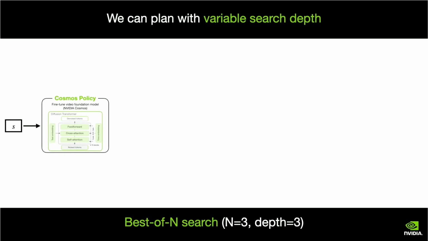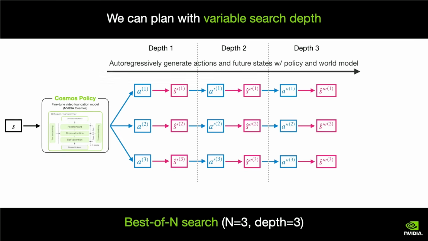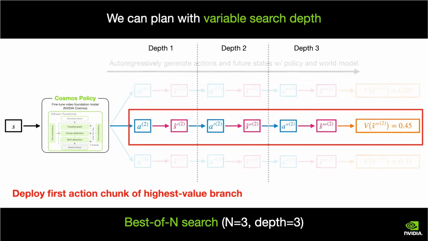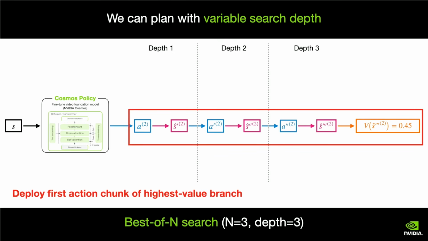It is also possible to extend the search tree by autoregressively rolling out the world model and querying the policy on the predicted futures through multiple layers. We can get the value prediction in the last layer, use that to select the highest value branch, and deploy the first action chunk in the branch.